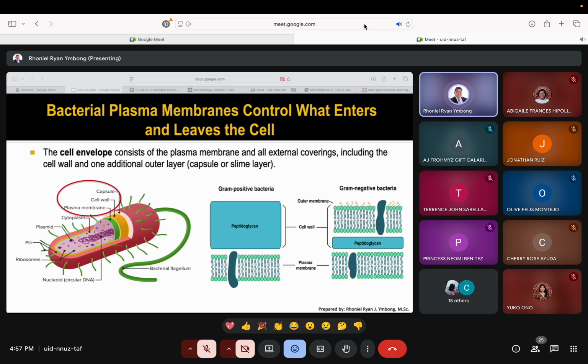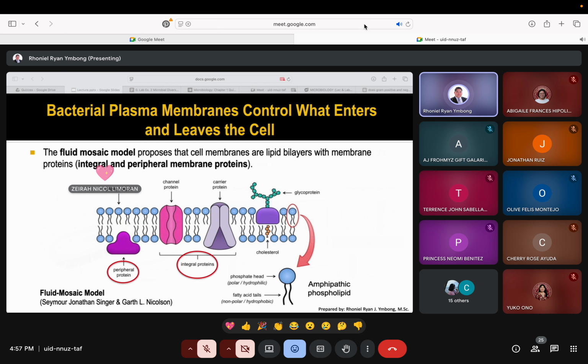So in counter staining, you put the safranin, and only the safranin remains. So the blue color is gone, and what remains would be the pink color. And that is an indication that your bacteria is gram-negative, meaning it has a very thin peptidoglycan layer in the cell wall, and there is now the presence of the outer membrane. Okay, so that's the main idea or main gist of having gram-positive and gram-negative bacteria.